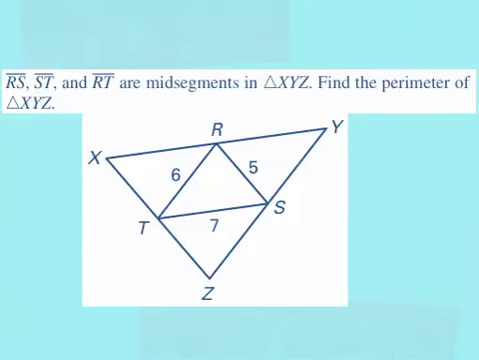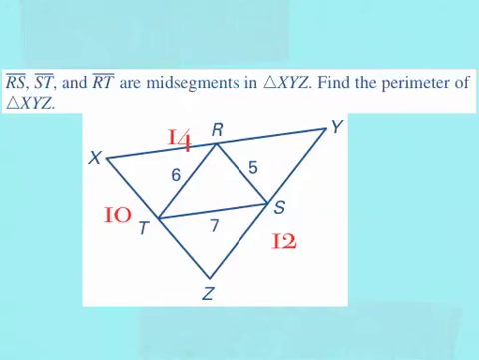The next example says RS, ST, and RT are midsegments of triangle XYZ. Find the perimeter of triangle XYZ. Notice I've been given the midsegment lengths for this triangle, but I have no lengths of the sides of the triangle. To find the perimeter of a triangle, I need to find the side lengths first. Remember that the side lengths are double the length of the midsegments that are parallel to them.